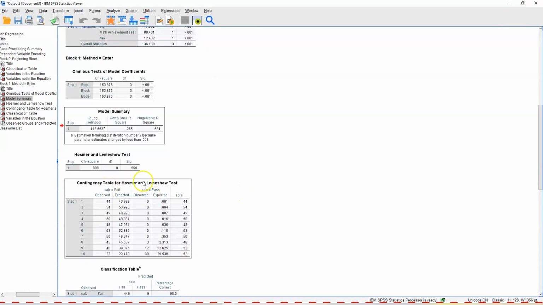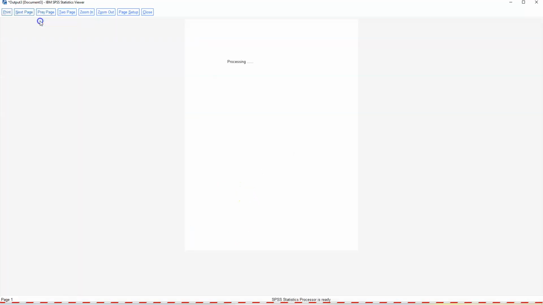All right, so that's the influence that the independent variables have on the outcome variable. But these are pseudo, and they're not exactly the same as what you would have in a multilinear regression R-square. Okay, let's take a look at another table.